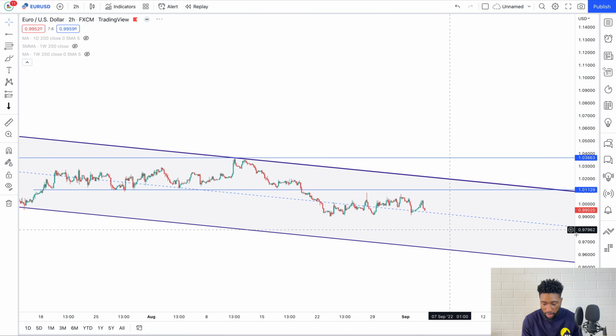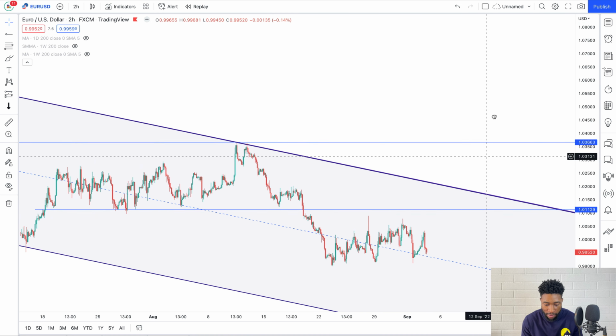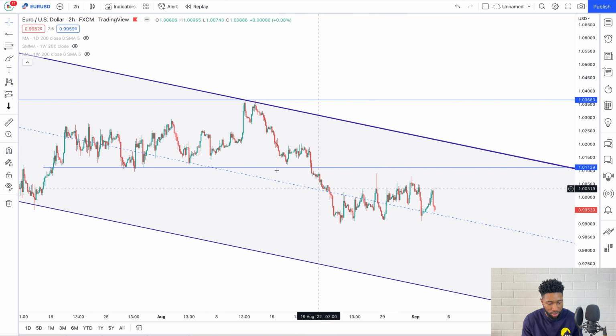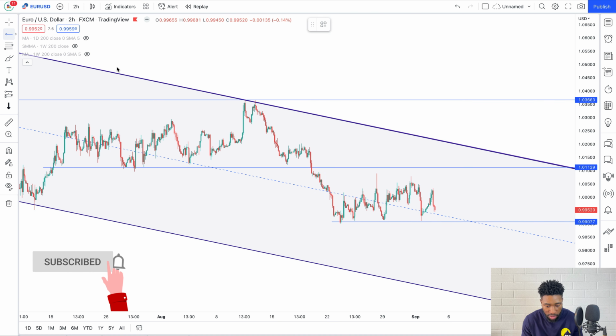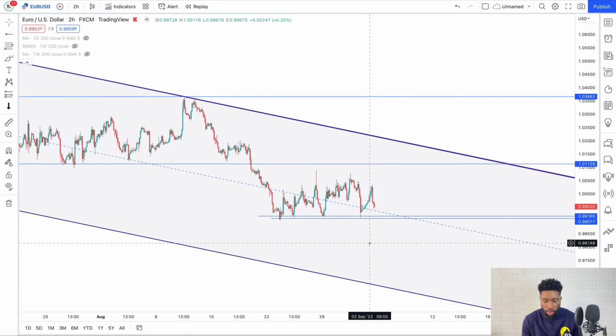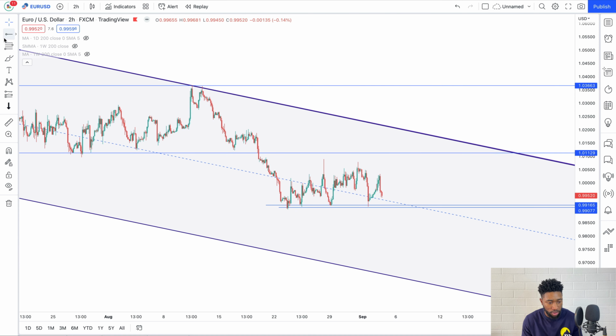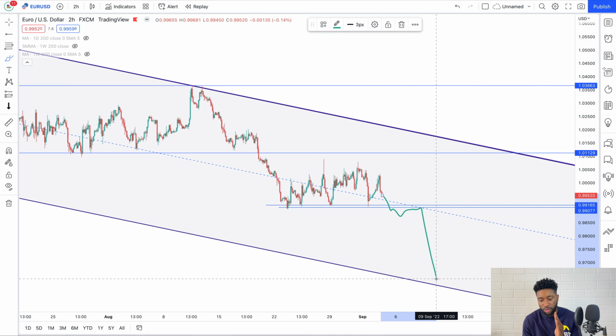So I'm going to go down to the 2 hour time frame. We had this massive breakout from this support level, and now we are currently having this consolidation. I'm going to wait for a breakout from this level before going short on Euro USD. Something like this: a breakout from this level, and a consolidation either below or above, before going short. This is what I'm going to watch out for.